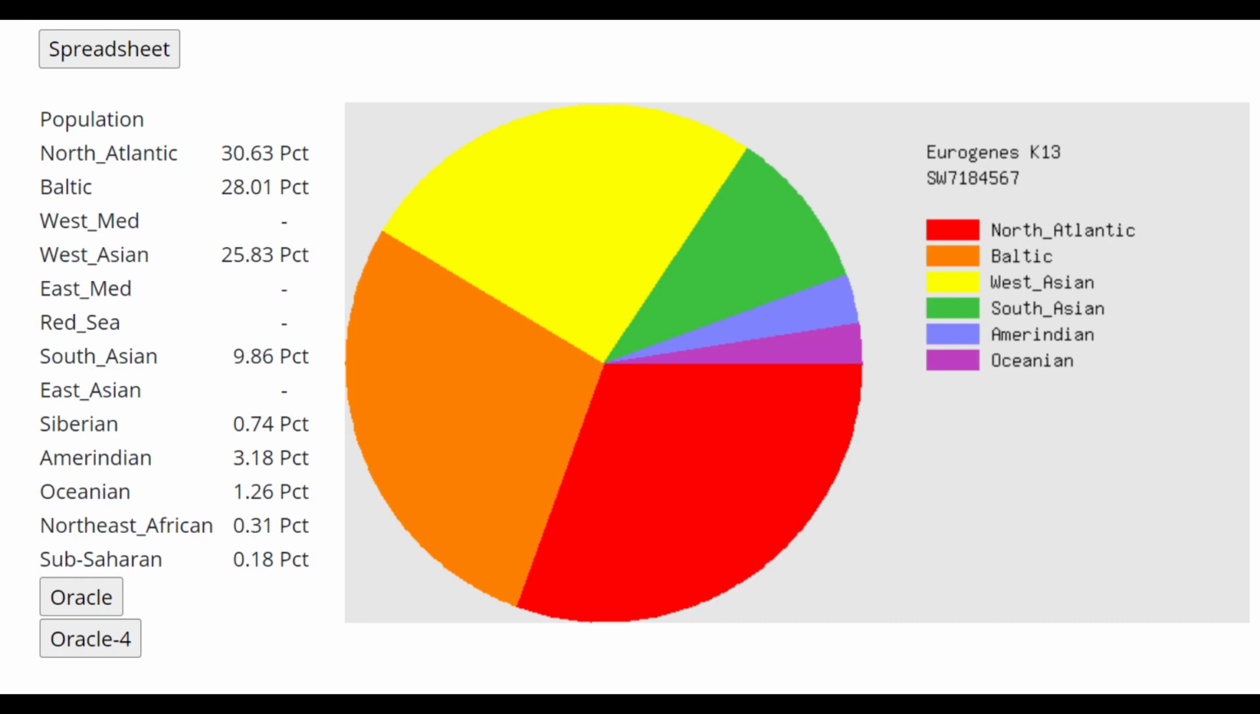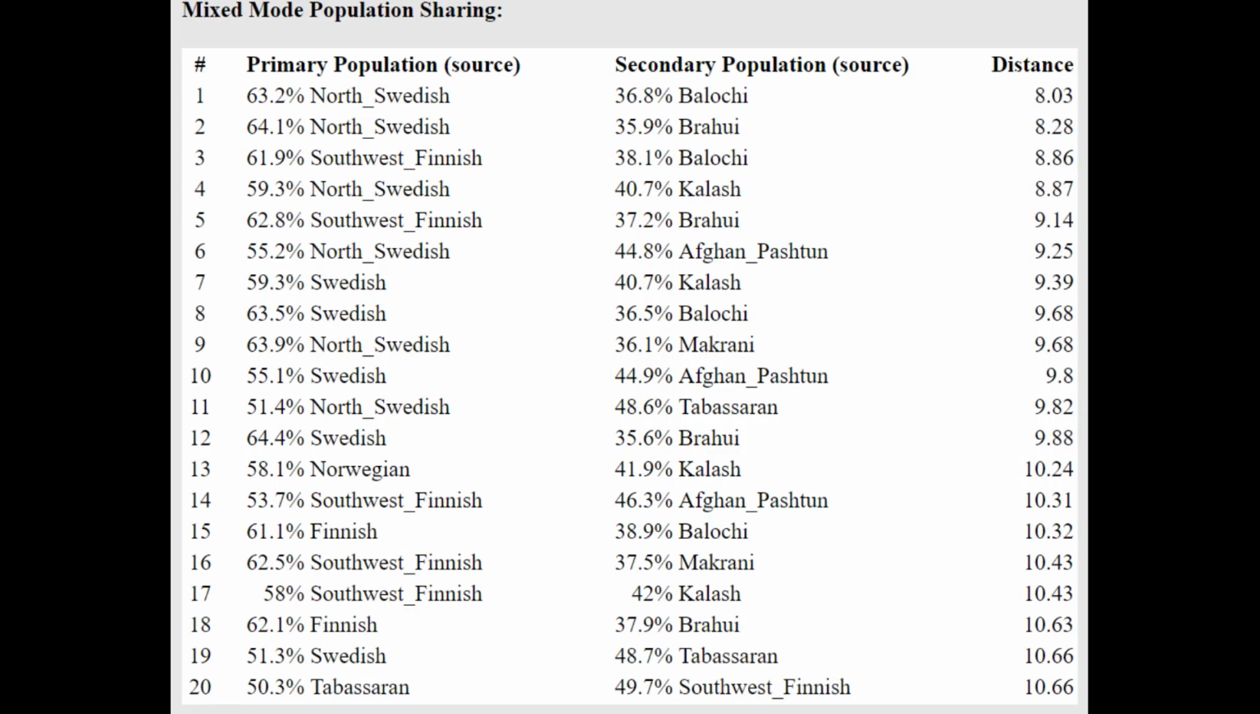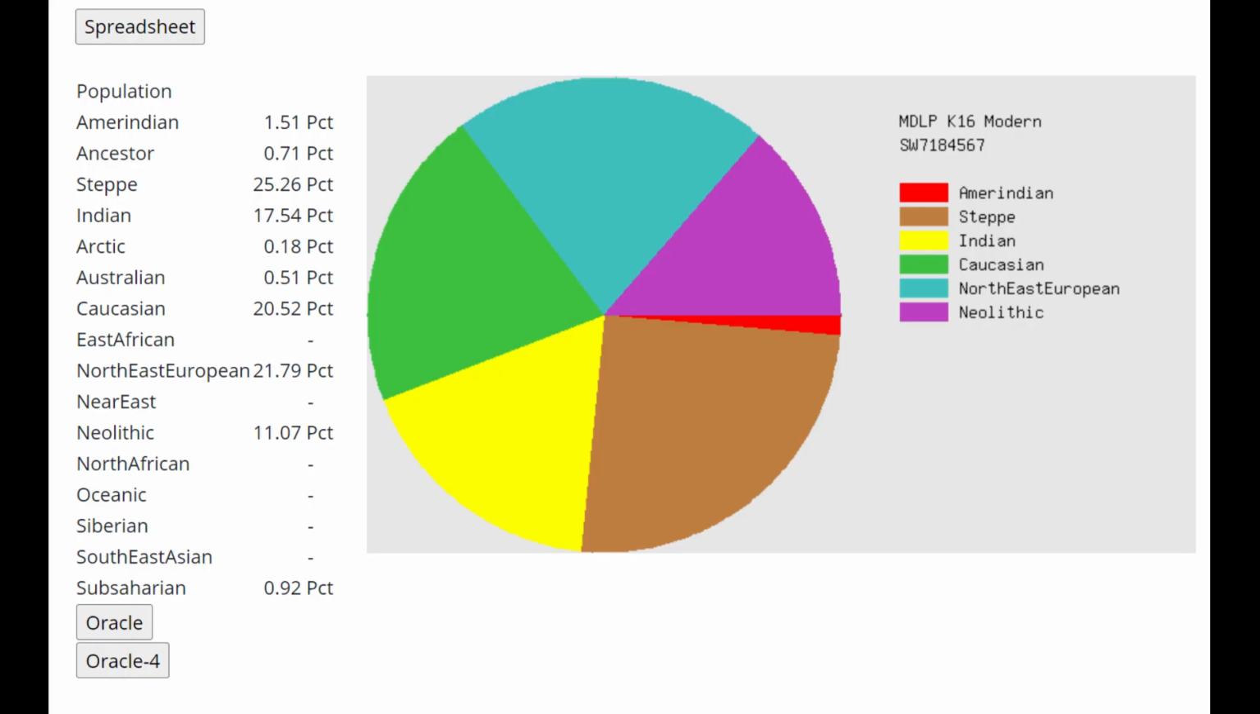And with Eurogenes K13, once again, you can see she's similar to various Sarmatians that I've been covering on my channel. Sarmatians also score around 25% West Asian and around 6 to 9% South Asian like her. So she is similar to Sarmatians because, just like Sarmatians, she's a mixture of Sintashta with some BMAC. So she's not entirely typical Andronovo. She's an Andronovo outlier because of her large BMAC admixture.